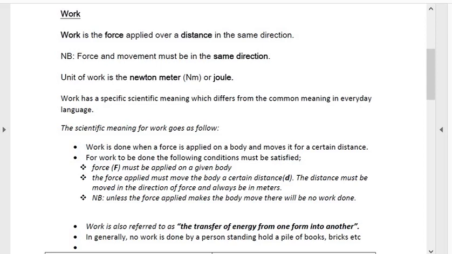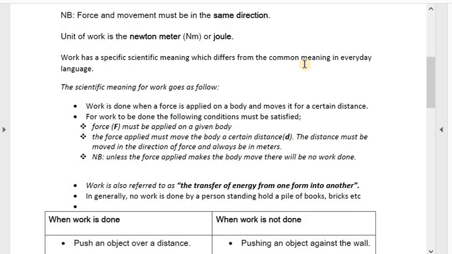So if there is a force that is being applied in a certain direction, and there is a movement of the object on which the force is being applied, then we will say work has been done. Which is why I put for you in your notes that work has a specific meaning which differs from the common meaning in everyday language.